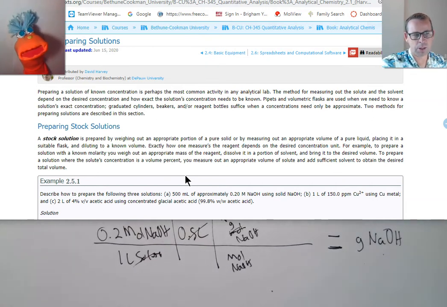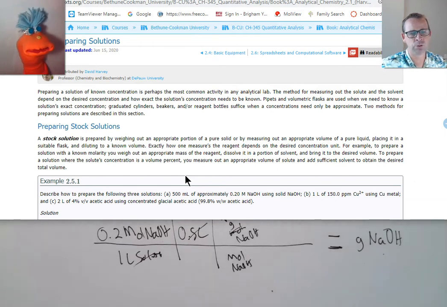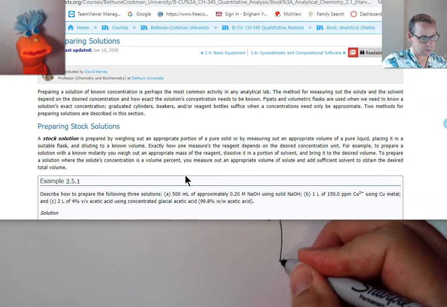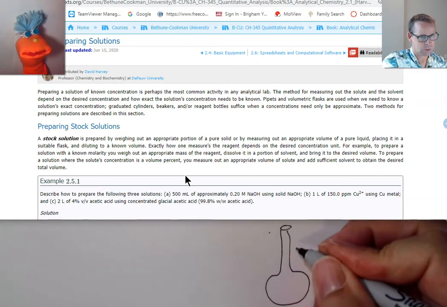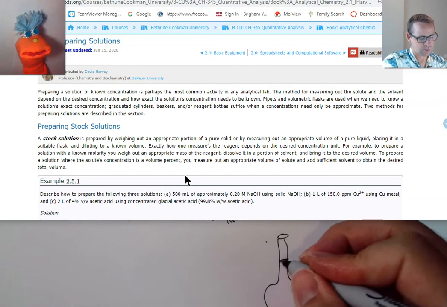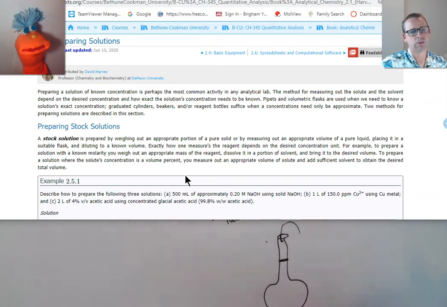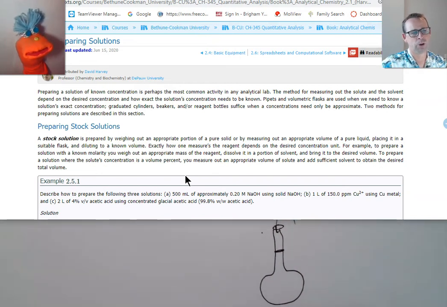Then you get that mass, and then you put it into a 500 milliliter volumetric flask. Volumetric flask, right? Yes, that's right. The volumetric flask is the one that's going to look like this, correct? Right, our volumetric flask. We put in our mass of sodium hydroxide, and then what? Then you fill it up with water.